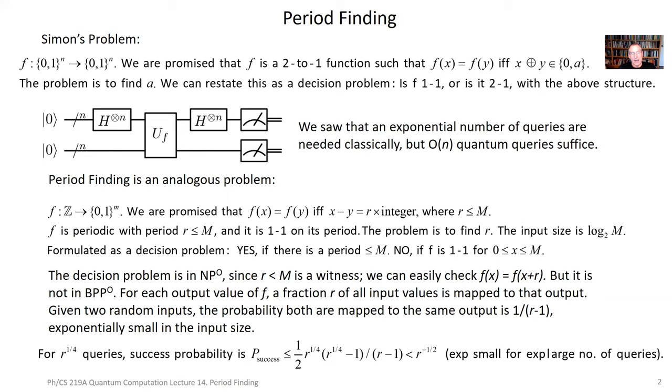The problem is not in BPP relative to the oracle for the same reason that Simon's problem is not. If we're limited to classical queries, the only way we're going to get information about the period is if we get lucky, if we happen to query the box with a pair of numbers whose difference is a multiple of the period, then we would learn something about it. But the period is so huge that that's extremely unlikely. So we're thinking of that period as an exponentially large number. The input to the problem has a size which goes like the log of that. So it's the same argument as with Simon's algorithm.